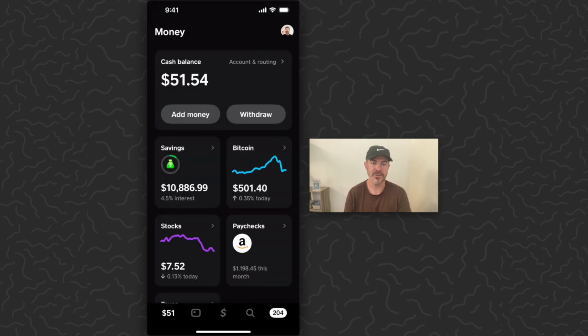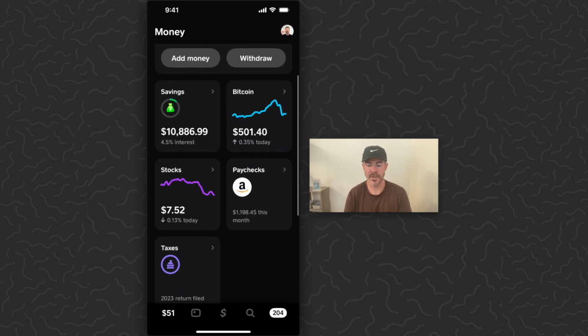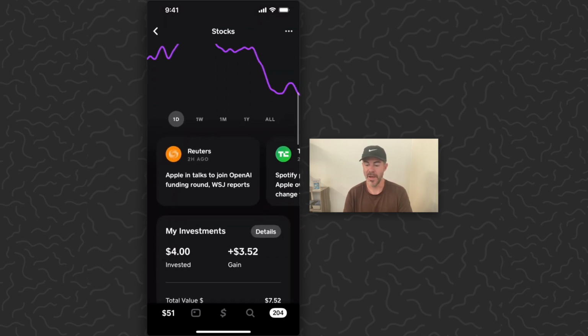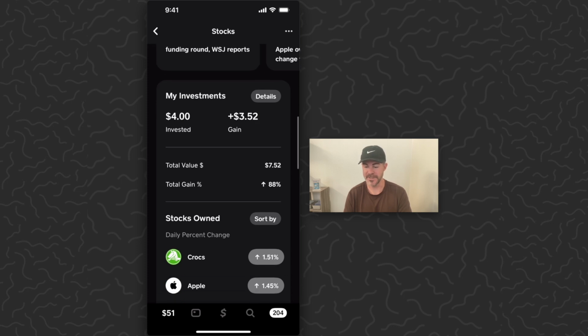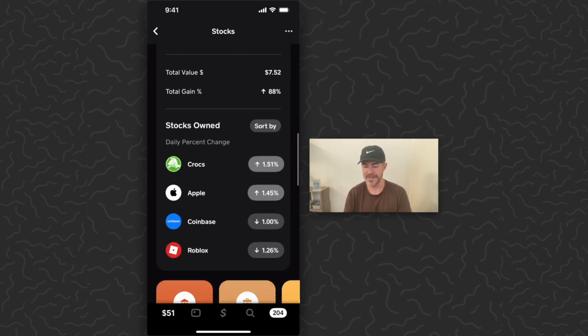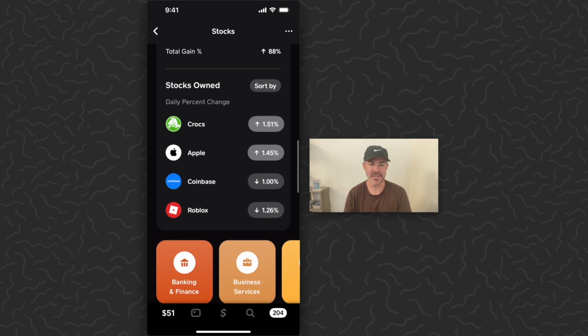You can see I now transferred that 50 to my cash balance, and I can use this cash balance to purchase stocks. So now we want to go to the stocks tab. I don't have much in stocks here at all. I've invested $4 in stocks. I believe I bought $1 of each of these that you see here on the screen.